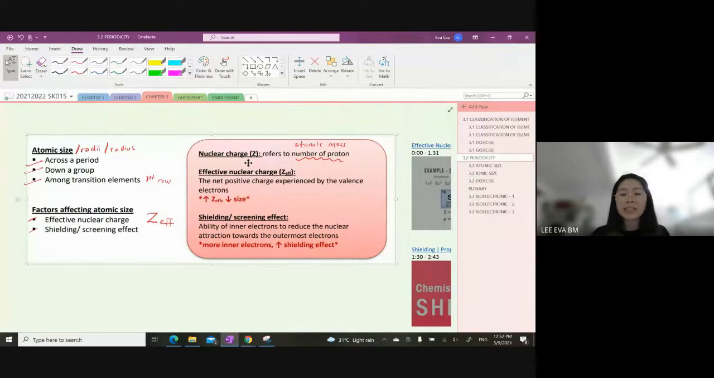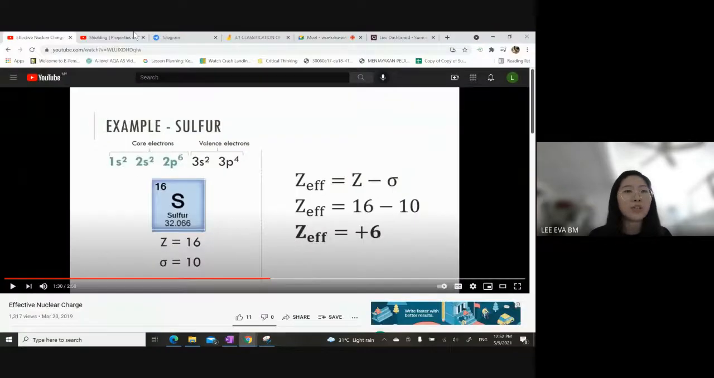Okay, the next term that you need to understand is the shielding effect, also called the screening effect. Shield or screen, it's like a barrier. So the definition in this case is the ability of inner electrons to reduce the nucleus attraction towards your outermost electron. So let's see the video over here. There's another short video for you.